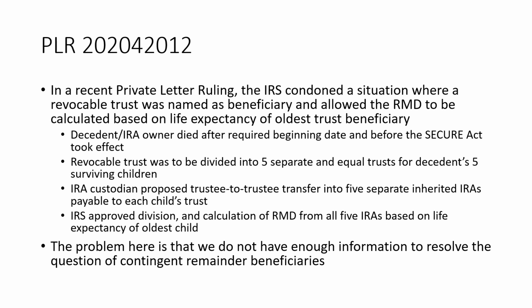a situation where a revocable trust as the parent trust was named as the beneficiary instead of naming the separate shares for children. And ultimately, what happened is the required minimum distribution could be calculated based on the life expectancy of the oldest child trust beneficiary in this case, because the decedent died, named the trust as beneficiary, and the beneficiaries of that trust were the decedent's 5 children.